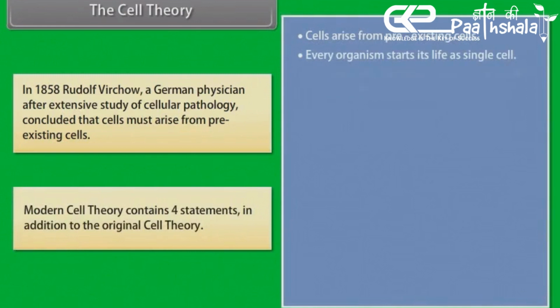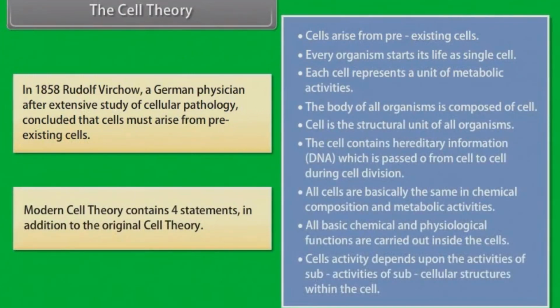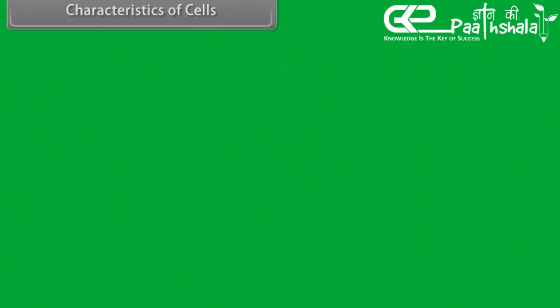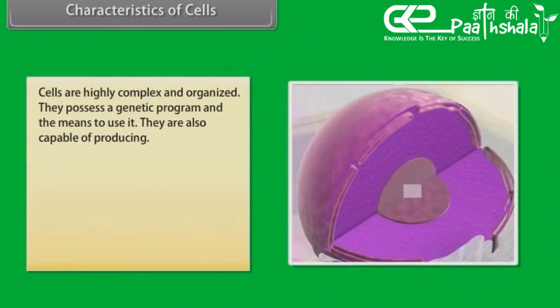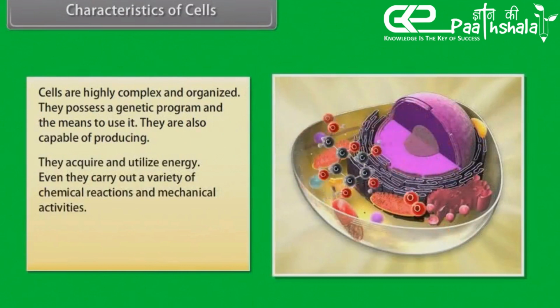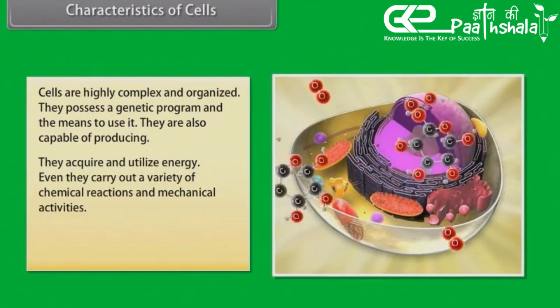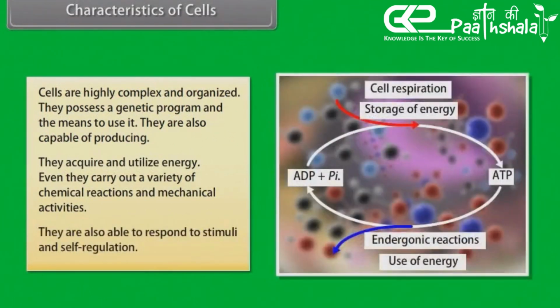Modern cell theory contains 4 statements in addition to the original cell theory. Characteristics of cells. Cells are highly complex and organized. They possess a genetic program and the means to use it. They are also capable of reproducing. They acquire and utilize energy. Even they carry out a variety of chemical reactions and mechanical activities. They are also able to respond to stimuli and self-regulation.